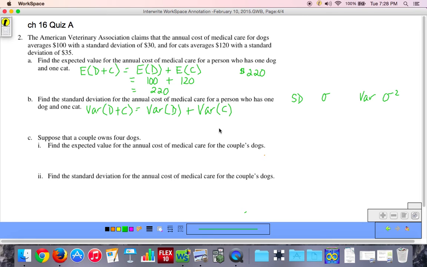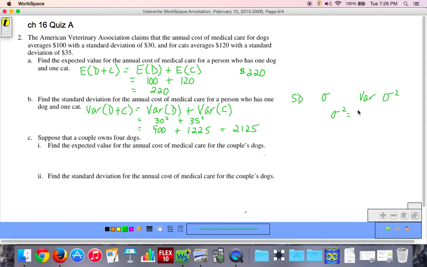We know the standard deviation of having a dog is $30, so the variance would be 30 squared. And the standard deviation of owning a cat is 35, so its variance would be 35 squared. Therefore, the variance of owning a dog and a cat would be 30 squared plus 35 squared, which is 900 plus 1,225, for a total of 2,125.